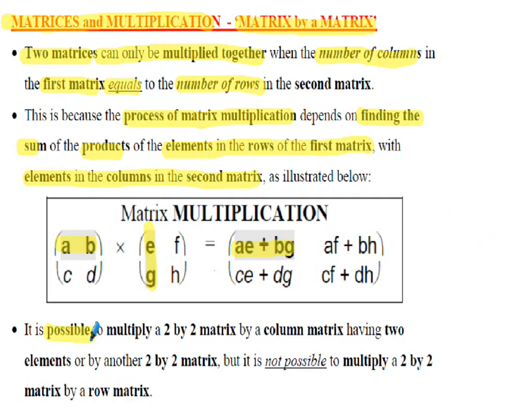It is possible to multiply a 2 by 2 matrix by a column matrix having two elements, or by another 2 by 2 matrix as shown above, but it is not possible to multiply a 2 by 2 matrix by a row matrix. The following slides will illustrate the process of multiplication using matrices and highlight the above conditions that must be complied with.